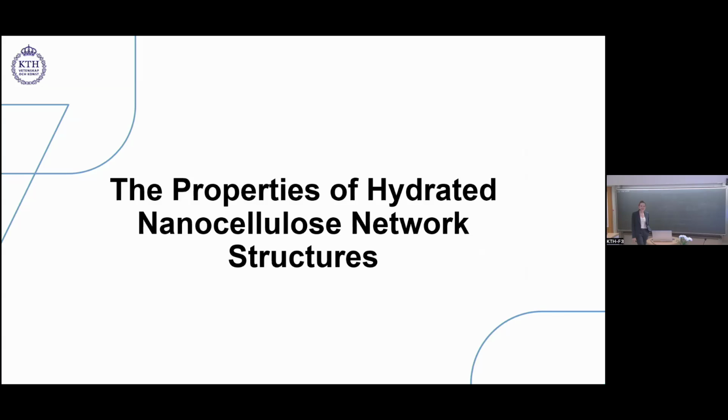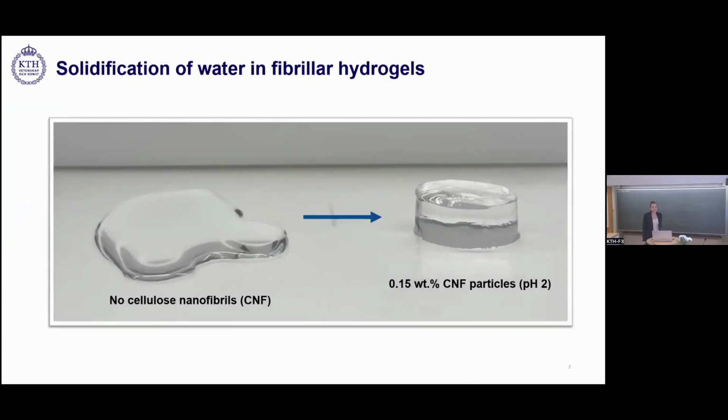And the title of my PhD thesis is The Properties of Hydrated Nanocellulose Network Structures. And the most interesting aspect of this work is actually the solidification of water in fibrillar hydrogels, which is a remarkable transition of water from a free-flowing state into a solid-like network structure. And by incorporating a tiny amount of nanocellulose particles, we can actually create hydrogel network structures containing up to 99.9% of water with a self-supporting structure holding the water in place. And in this work, we refer to these materials as solidified water.